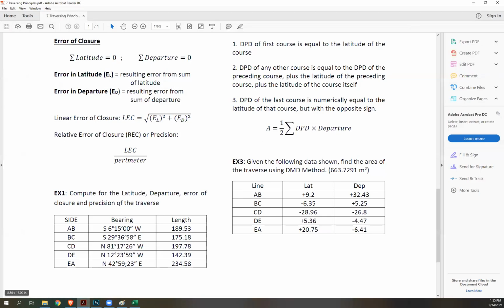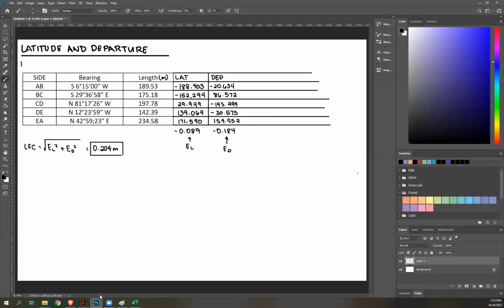And then we're not done. There's also the precision. And precision is LEC over perimeter. We already know what LEC is. Okay, and then to get perimeter, please take the summation of this. What's the answer? No, ito muna. Correct, Raymar.